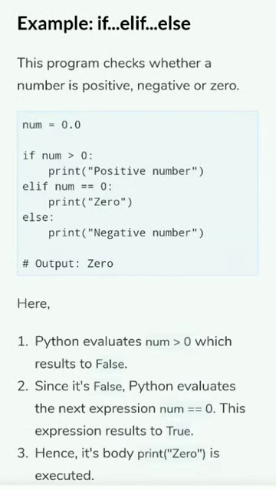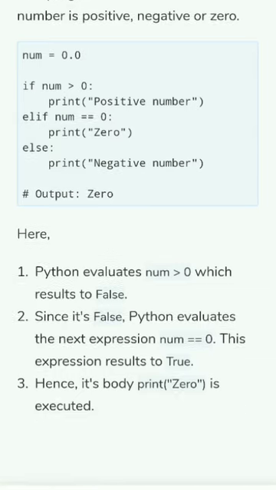There you can see the example of elif. Here we have assigned number equal to 0.0. If number is greater than 0.0, print positive number. Elif number is equal to 0, print 0, else print negative number. So here you can see number is 0.0, which is equal to 0. So we will see the output of 0.